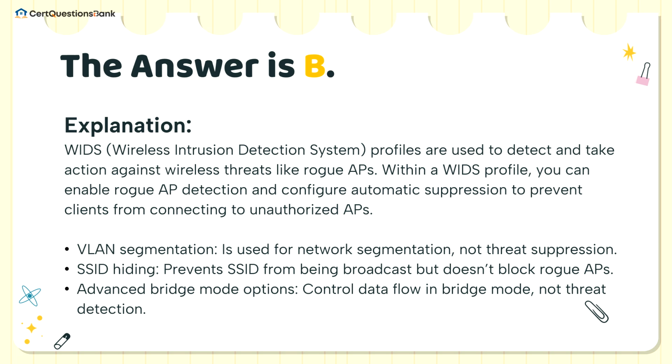VLAN segmentation is used for network segmentation, not threat suppression. SSID hiding prevents the SSID from being broadcast but doesn't block rogue APs. Advanced bridge mode options control data flow in bridge mode, not threat detection.